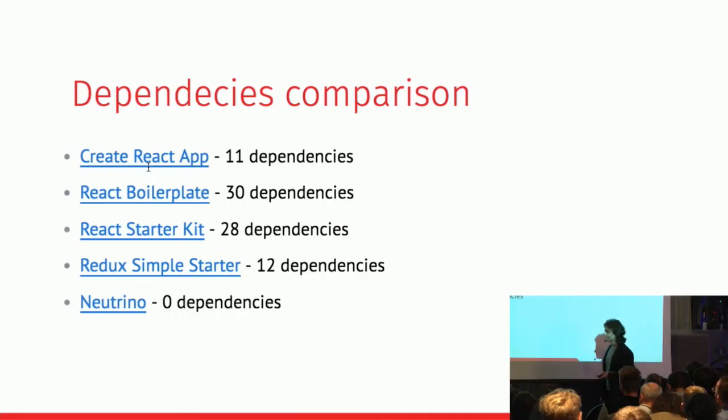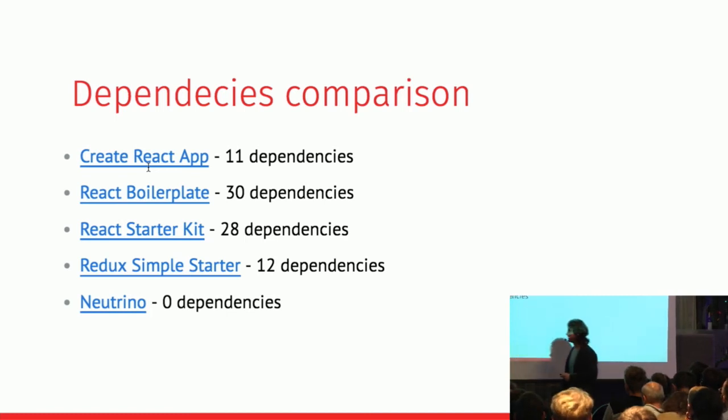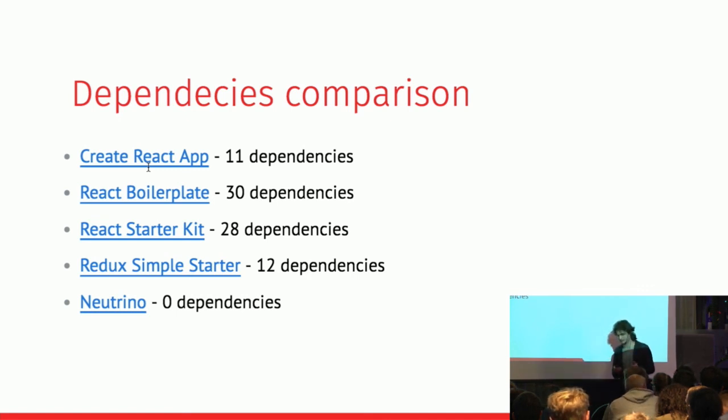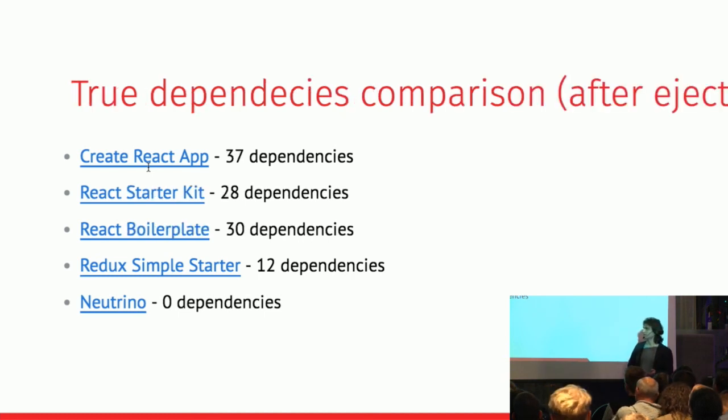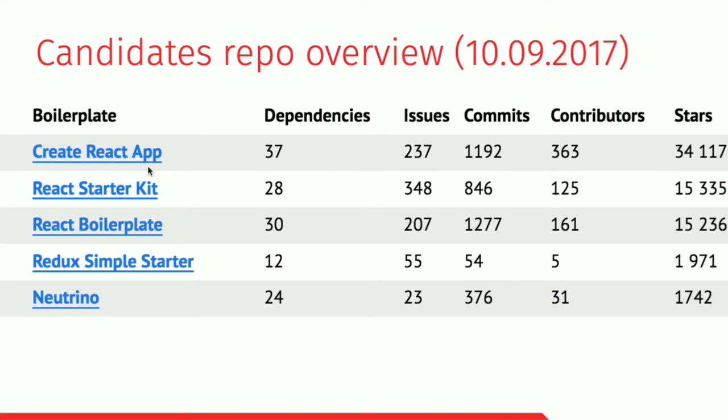So yeah, dependencies. Oh, and you can see that there is a new player, Neutrino. Neutrino has 0 dependencies, and all the dependencies you would like to add, you use by managing presets. So you can add only the presets you need, so you have more control on that, and it's a kind of wrapper on Webpack. So if you don't know Webpack, you can use this for adding some configurations. And yeah, after eject, it appears that Create React App has more dependencies.